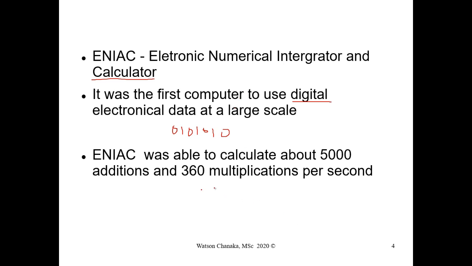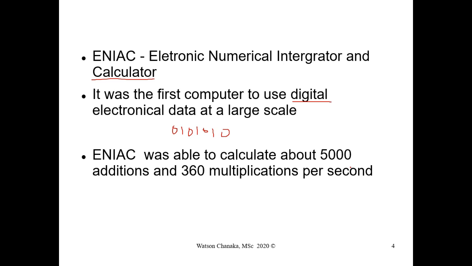Then the ENIAC computer was able to calculate 5,000 additions. So it means when somebody wanted to make some calculations, for example, additions, it could make 5,000 additions per second. And it was also able to calculate 360 multiplications per second. That was fast. Compared to what? To a calculator, which was a handheld calculator.